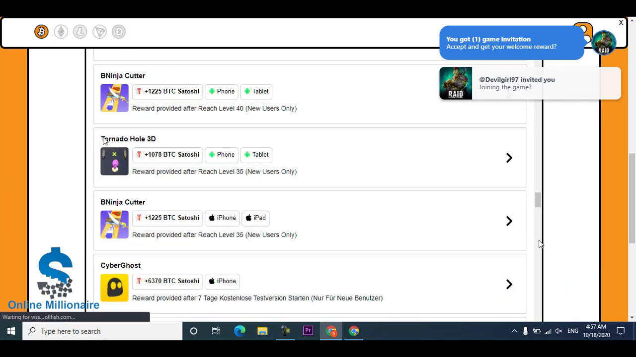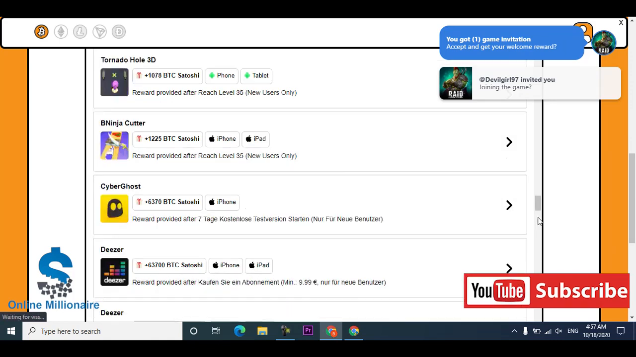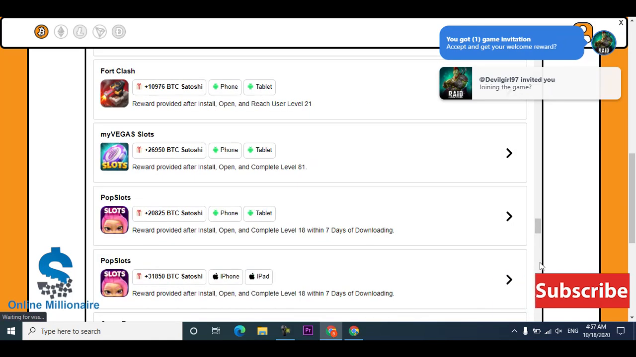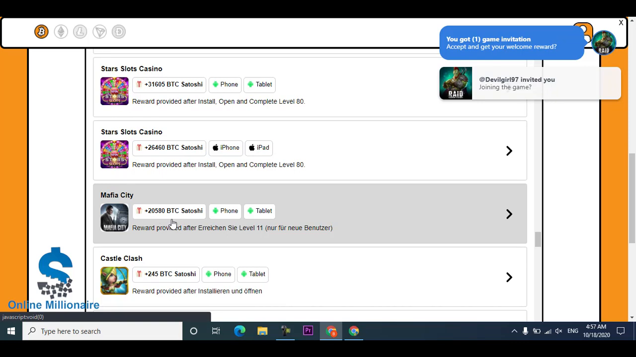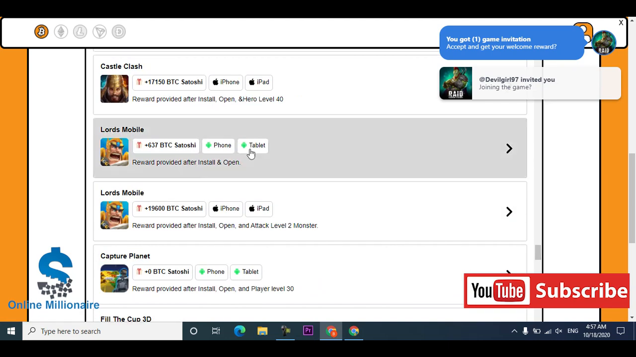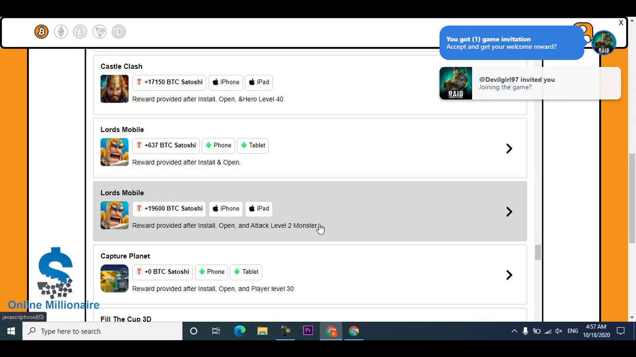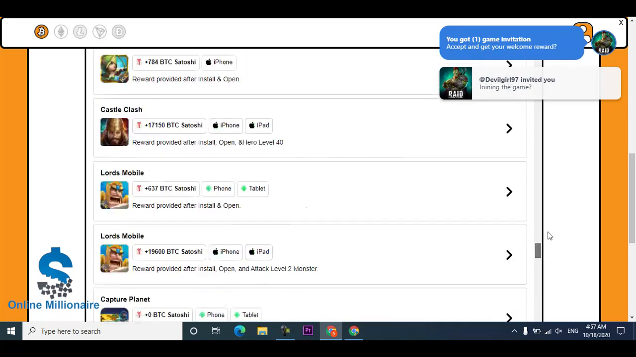If you download this ad and reach level 35, you can claim this much BTC. Okay, this is very easy. If you complete these offers and complete these games, you can earn much more. If you download this ad, they pay you very high payment, and you can reach level 11. You can claim your Satoshi. Okay, and this is a very high payment website.